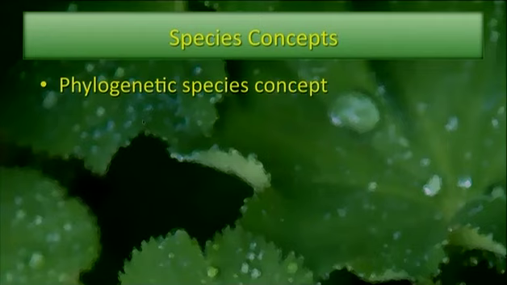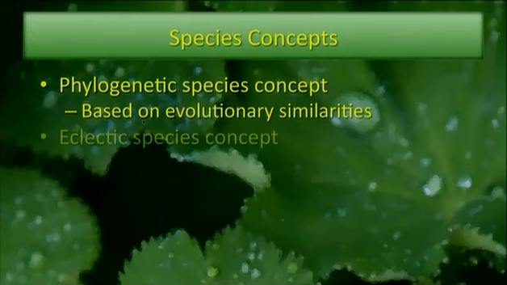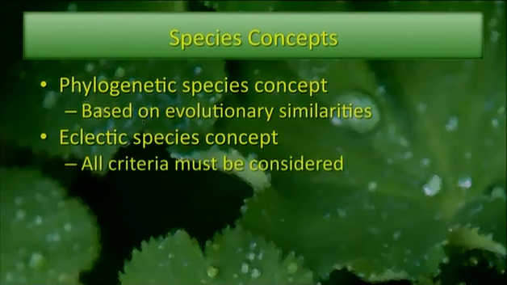We have the phylogenetic species concept, where phylogenetic history determines species boundaries. Phylogenetics is the study of evolutionary similarities among groups, so individuals that have a common evolutionary background are considered a species. Then we have the eclectic species concept, which holds that all criteria must be considered: the morphological, geographical, biological, and ecological criteria. They all must be considered.